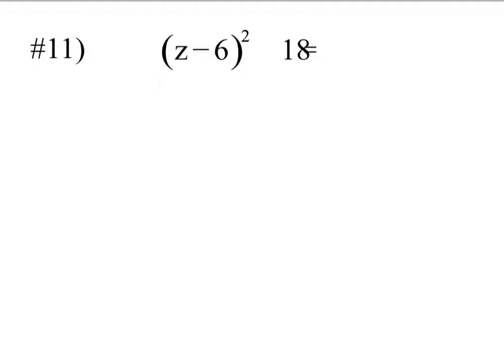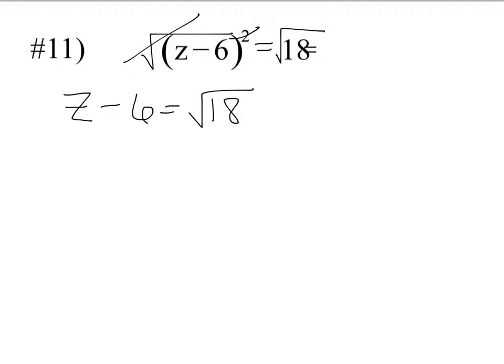Alright, number 11 says z minus 6 squared is equal to 18. In order to get rid of our squared, I'm going to square root both sides. Square root and square cancel, leaving you z minus 6 is equal to the square root of 18. But I created that radical, so it needs to be plus or minus.